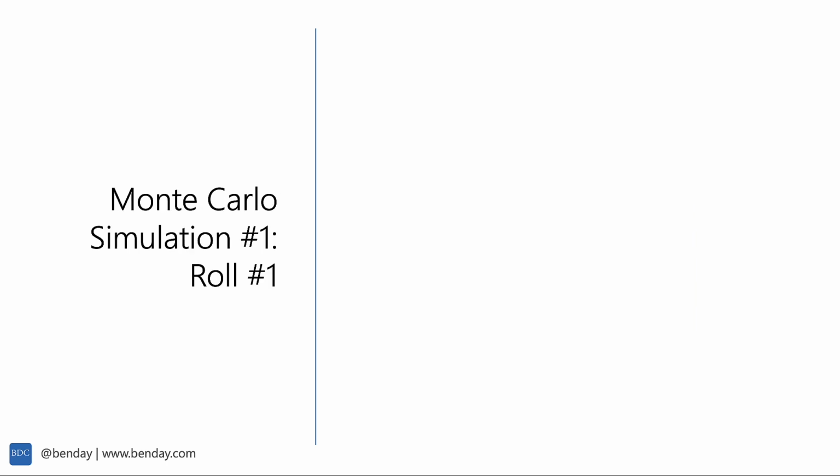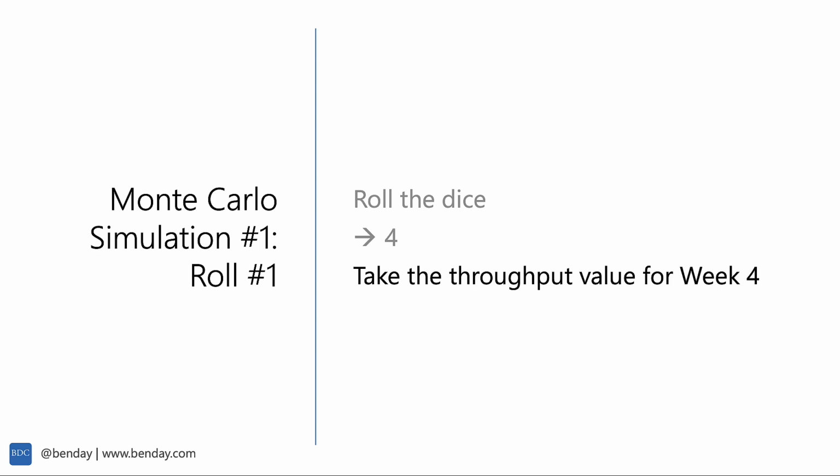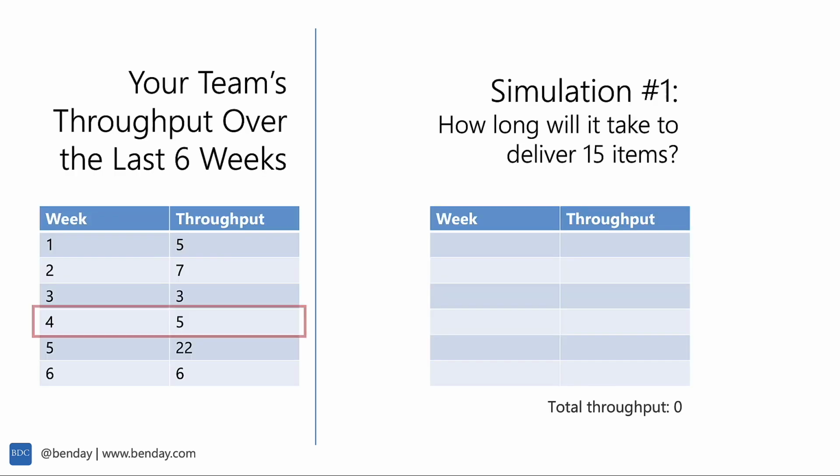So Monte Carlo simulation number 1, roll 1. You're going to roll a dice, and let's say that you get the value of 4. So now you're going to take the throughput value for week 4. Throughput over the last 6 weeks, week 4, the throughput was 5. And now into simulation number 1, and the question that we're going to answer in simulation number 1 is how long will it take to deliver 15 items? Now week 7 of that simulation, which would be, let's say, the next week, we're going to take that value from week 4 because we rolled a 4, and now week 7 we're going to simulate it as a throughput of 5. Total throughput now becomes 5 for simulation 1.